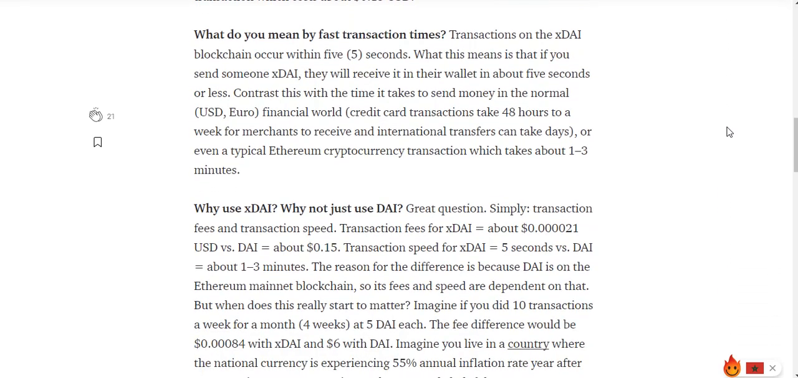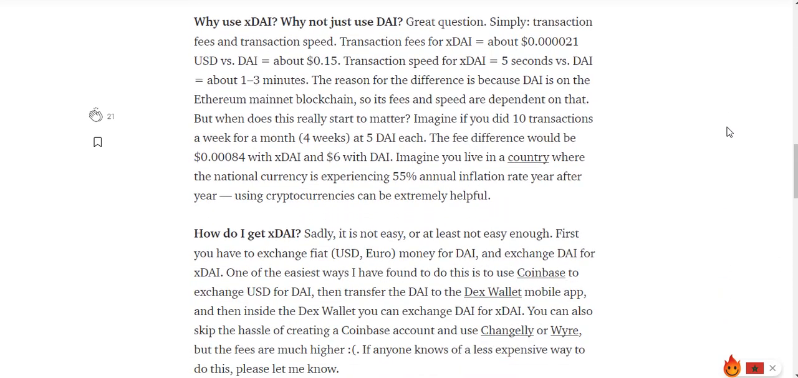Transactions on the xDai blockchain occur within 5 seconds. What this means is that if you send someone xDai, they will receive it in their wallet in about 5 seconds or less. Contrast this with the time it takes to send money in the normal USD or Euro financial world. Credit card transactions take about 48 hours to a week for merchants to receive, and international transfers can take days. Or even a typical Ethereum cryptocurrency transaction, which can take about 1 to 3 minutes, still beating traditional.